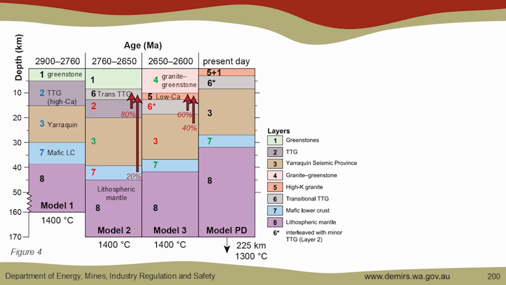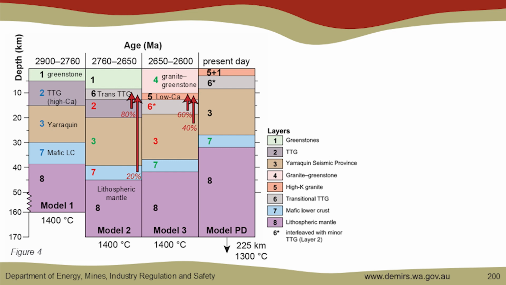So this was the full model setup. We've got the present day configuration on the right, which is what I've just stepped you through. That was mainly really helpful for determining what this unexposed unit 3, the Archean, may have been. And then we looked at 3 different time slices from 2.9 to 2.6.